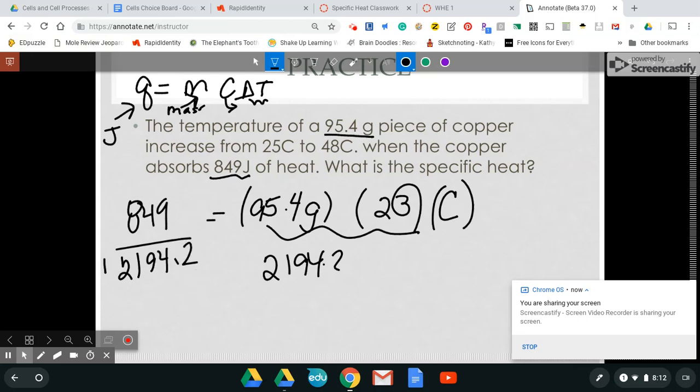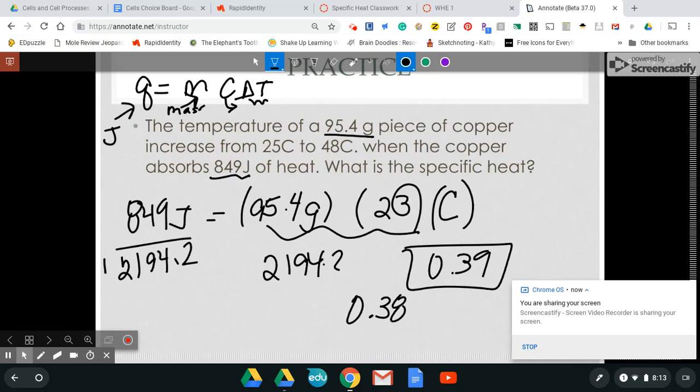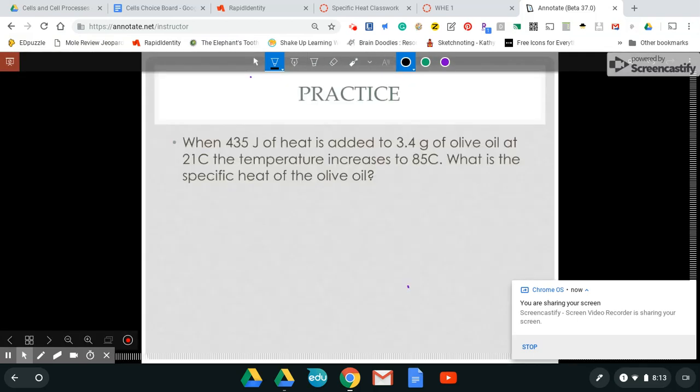So 849 divided by 2,194.2, and you get 0.38, which will round to 0.39. And that would be in, because Q is in joules, m is in grams, and delta T is in Celsius, so this would be joules per gram Celsius. Okay? All right, let's do another one.